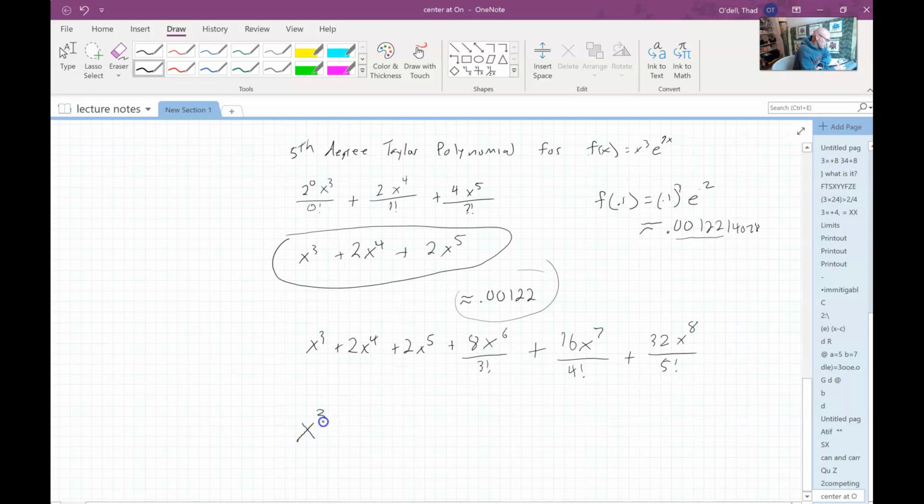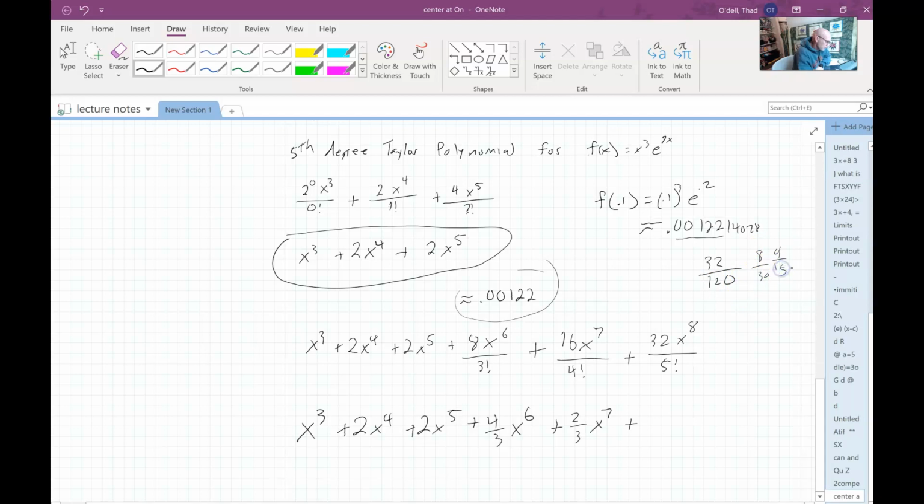So then I'll simplify this: x cubed plus 2x to the 4th plus 2x to the 5th plus, now 3 factorial is just 6, so that would be 4 over 3 x to the 6th, plus, and 4 factorial would be 4 times 6, which would be 24. 16 over 24 will become 2/3 x to the 7th. And then here we have 2 to the 5th, which is 32, over 5 factorial. So that would be 32 over 5 times 24, which would be 120. So 4 going there 8 times, 4 going there 30 times, that would be 4/15 times x to the 8th.